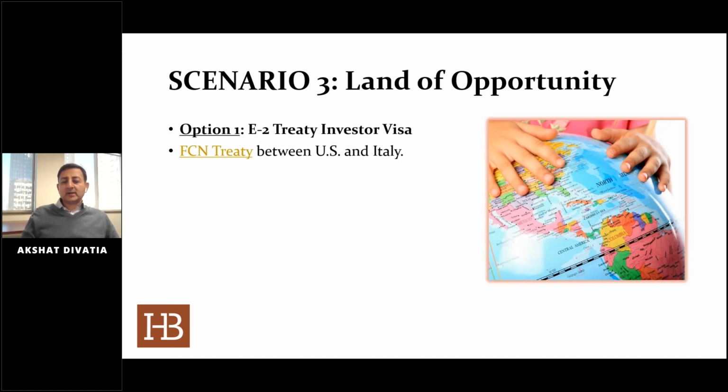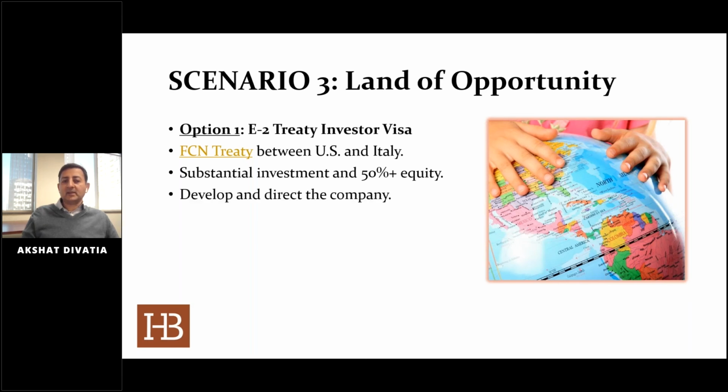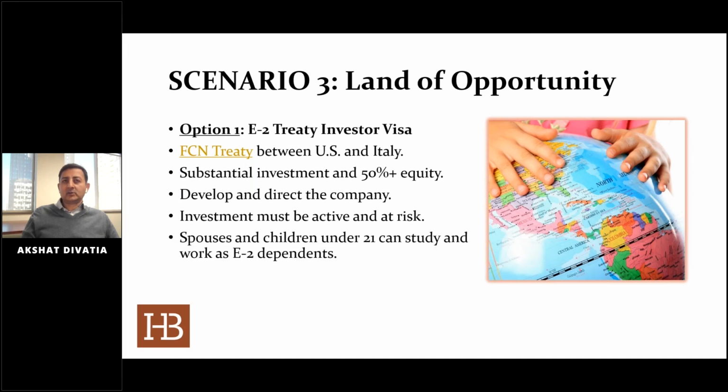It's based on treaties of friendship, commerce, and navigation between the US and Italy, and there are many countries that have those treaties. There is a substantial investment requirement. It has to be at least 50% equity by the foreign nationals. So Paulo has to have 50% equity in the company. He has to develop and direct the company, so he cannot just passively invest the funds. He has to be actively involved in the operation of the enterprise. The investment must be active, it must be at risk. The spouses and children are eligible to get work authorization and study in the US. So it is a permissible category in that sense.